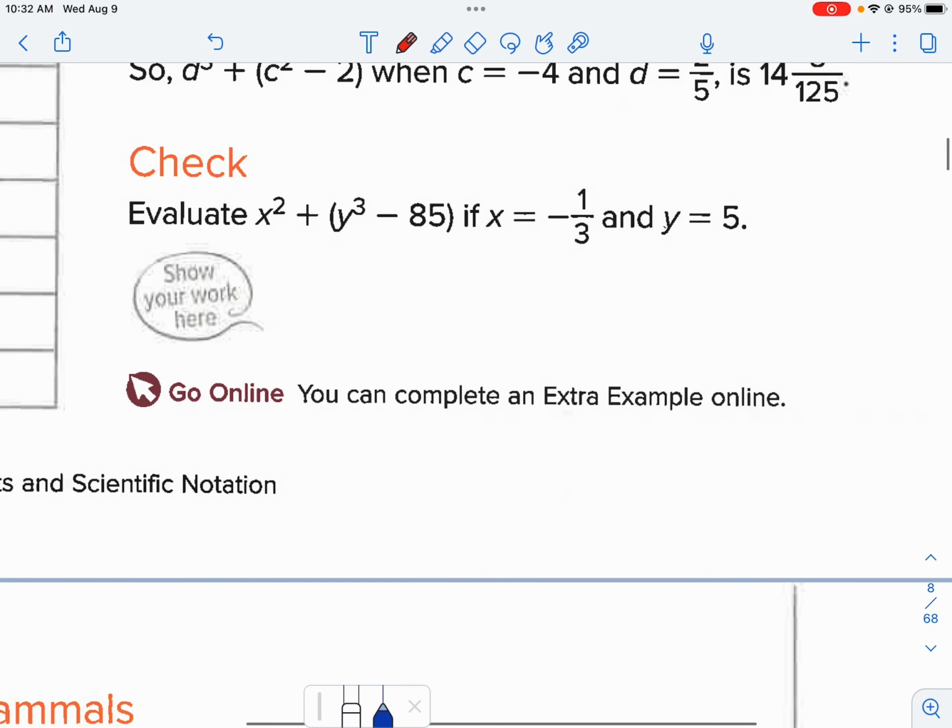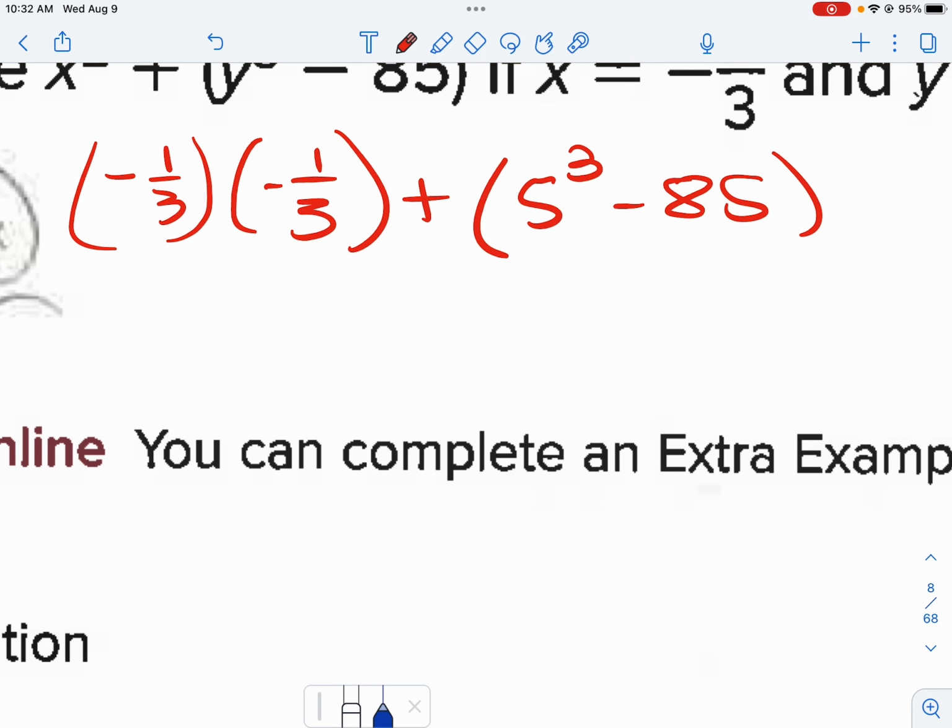So we're going to do the same thing down here. The exact same thing. So I'm going to replace my x with negative 1/3, negative 1/3 plus 5 to the third minus 85. And again, last time I should have done my parentheses first, but I wasn't paying attention. So I still have negative 1/3 times negative 1/3 plus, so this is 5 times 5 times 5 minus 85.